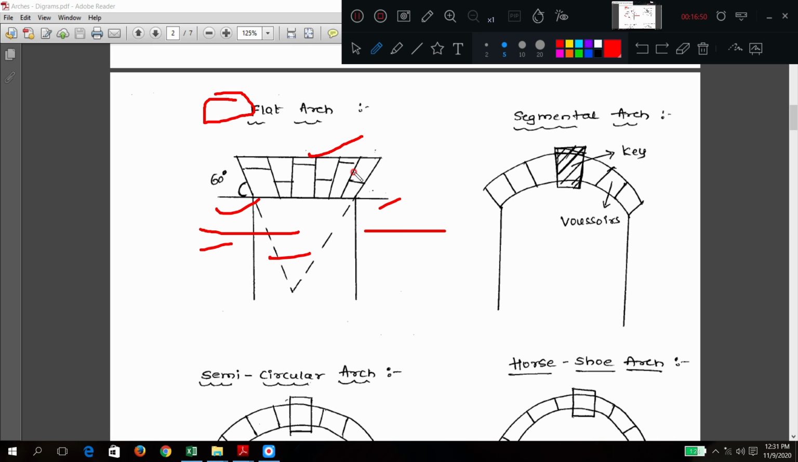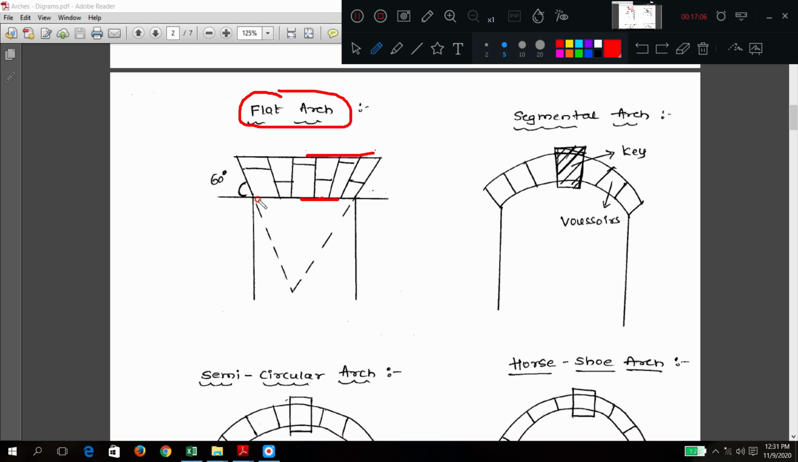Extrados and intrados are horizontal and kept straight. So that is why we call it a flat arch. Three points: skew back with normal angle is 60°, intrados and extrados are horizontal, and they are flat.